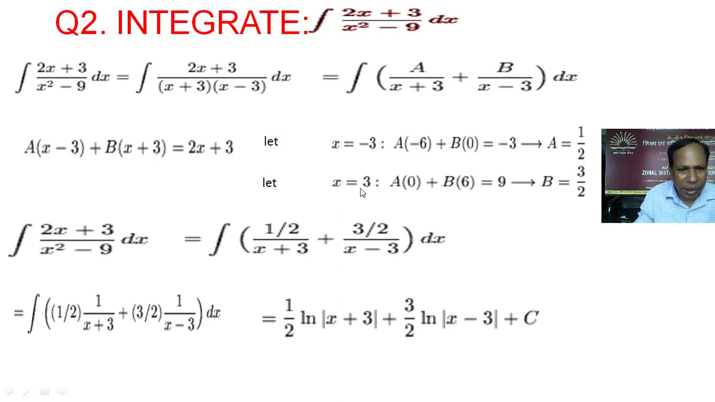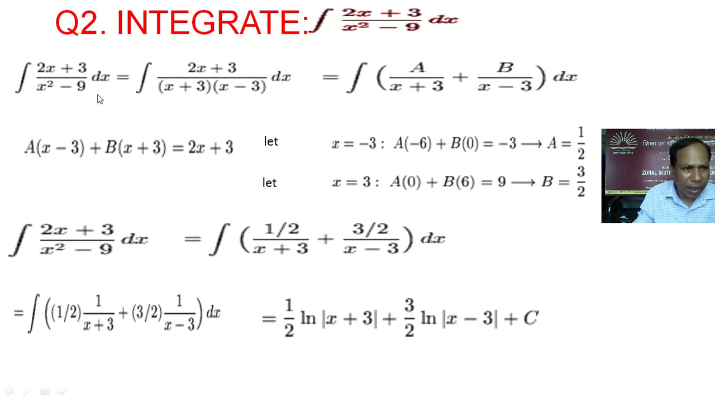So a becomes 1 by 2. Similarly, putting x is equal to 3, it becomes a into 0 plus b into 6. It is 6 plus 3 becomes 9. So b becomes 9 by 6, which is equal to 3 by 2. So now we could express this quantity in the form of sum of two quantities.